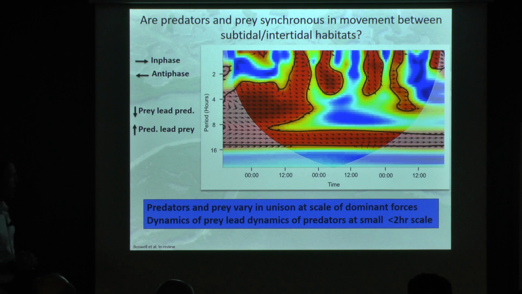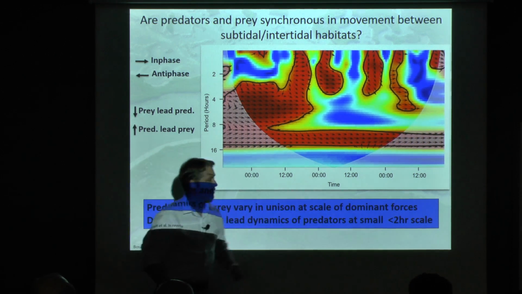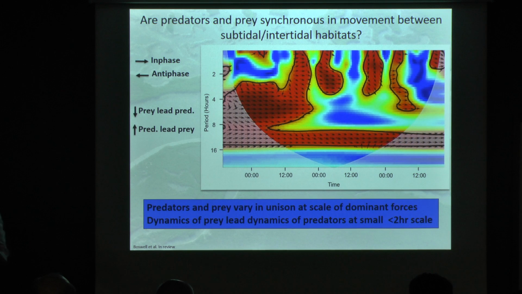We can think about what might be structuring things at the less than 2-hour scale between these, where prey may be responding to something else out of phase with the predators. So this is something that we have out right now in review, hoping to get some more insight. If anyone has ideas on things that might be relevant at less than 2 hours in estuarine systems that are tidally dominated, that would be pretty cool to talk about.